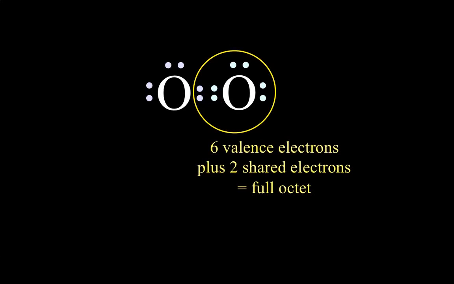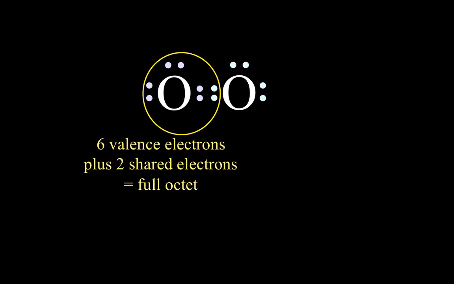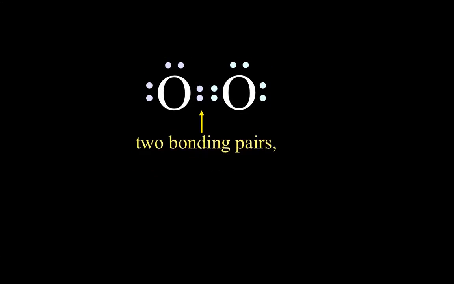So in this kind of molecule, you have 2 sets of electrons that are bonded. Both electron pairs are shared. So now oxygen has 6 valence electrons, but it's also sharing 2. So now it has a full octet. And the oxygen on the left also has a full octet. You have 2 bonding pairs. And this is called a double bond.